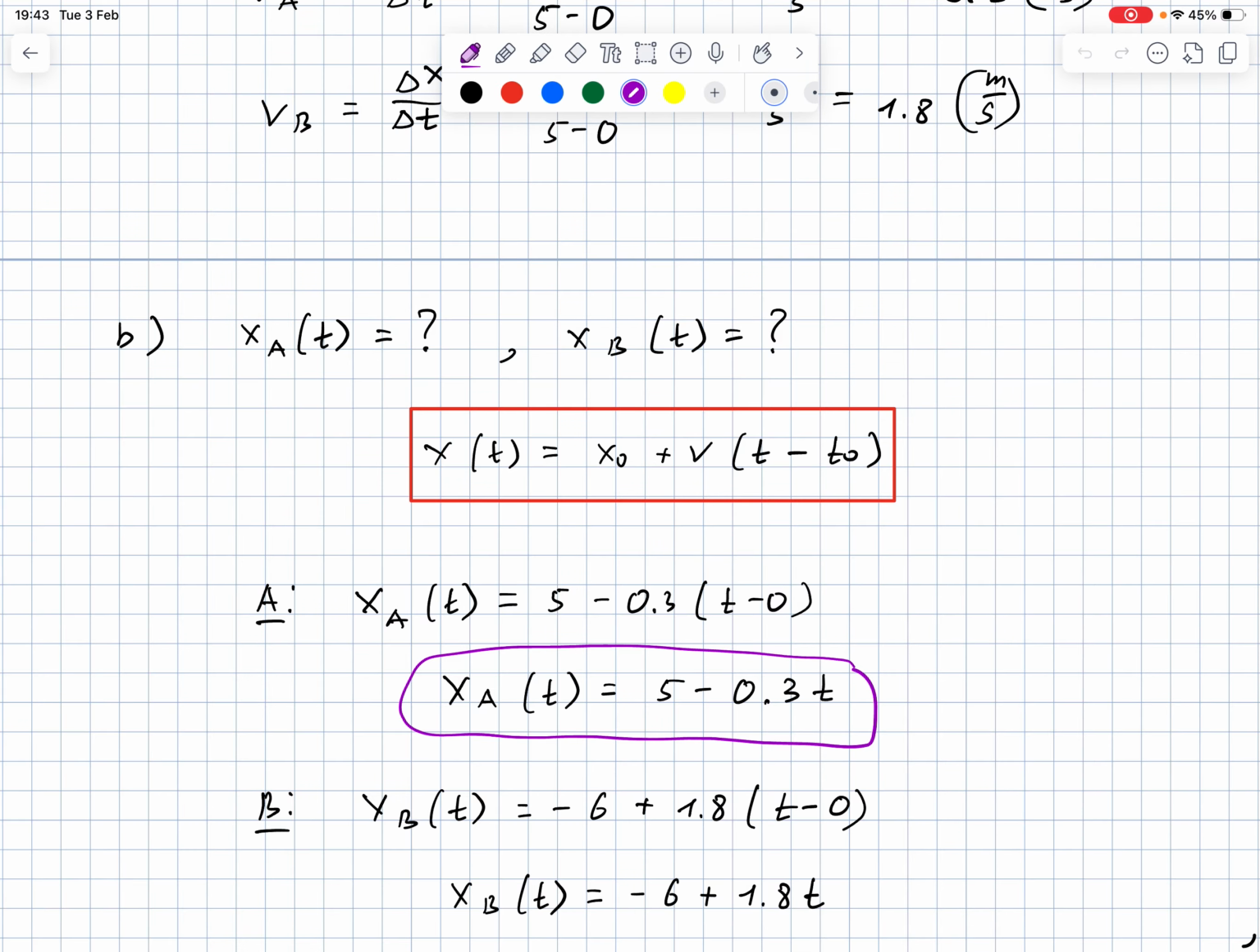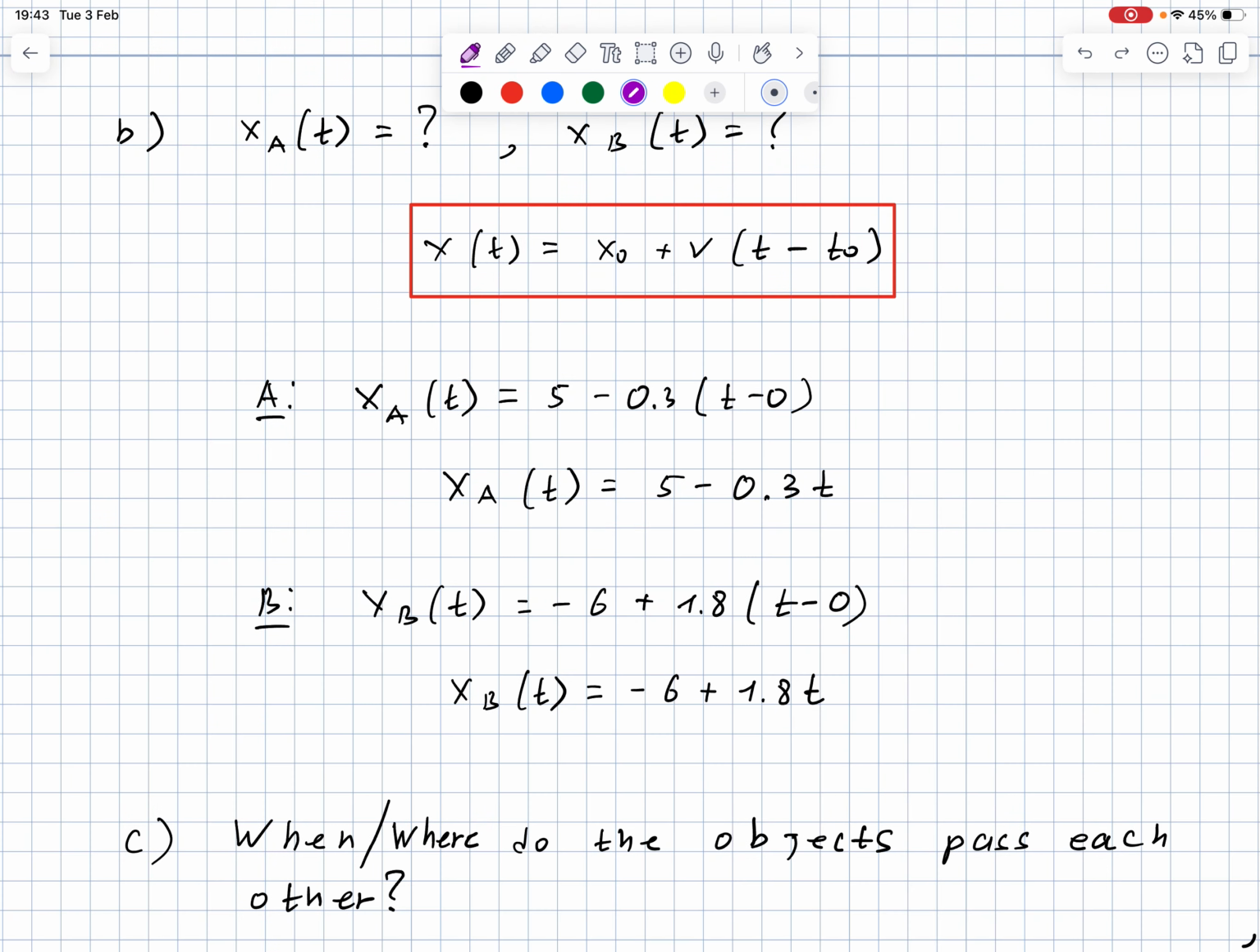The same we're going to do to find the expression for position of object B. We will use the coordinate of 0 seconds, and the position, as we can see on the graph, is minus 6. We calculated the velocity before, 1.8 meters per second, and finally we get this expression that can help us to find the position of object B at any given time t.